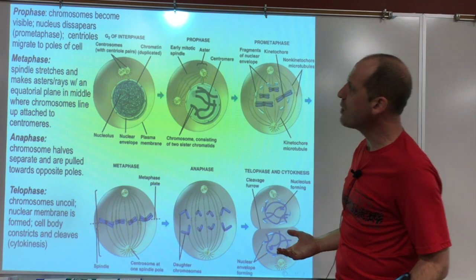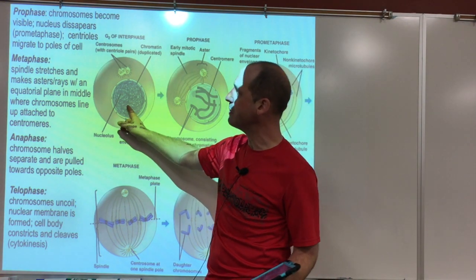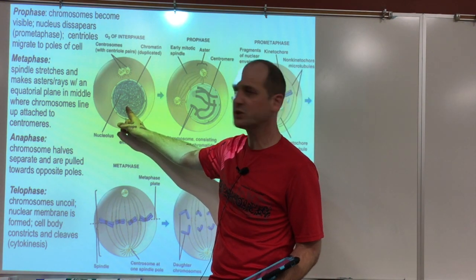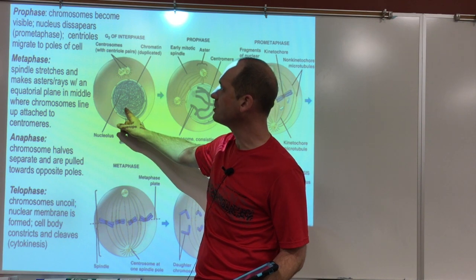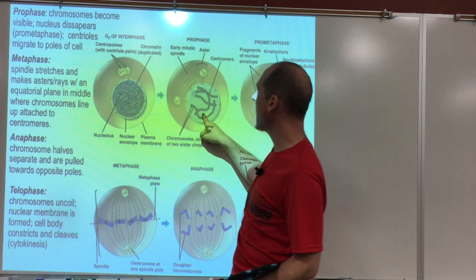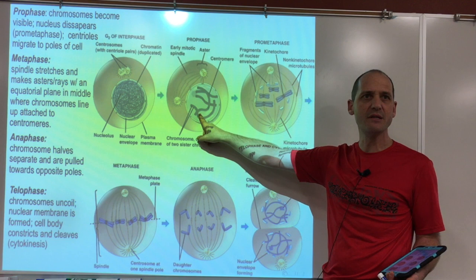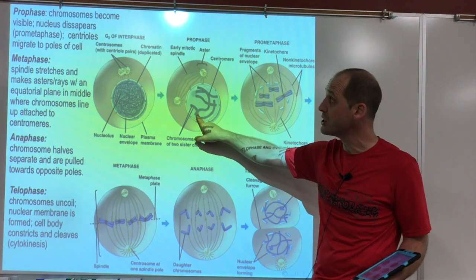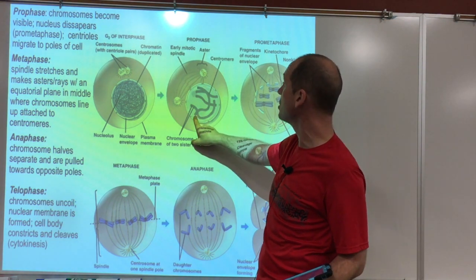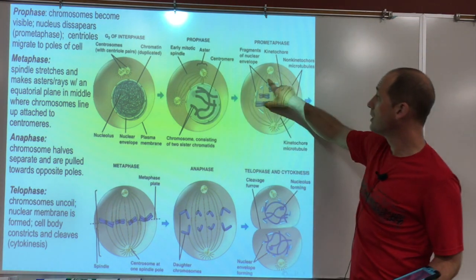But basically now what you have is a spaghetti soup of these chromosomes, and they become visible and get to where we can actually see them in these chromosome structures, and the nucleus also disappears.